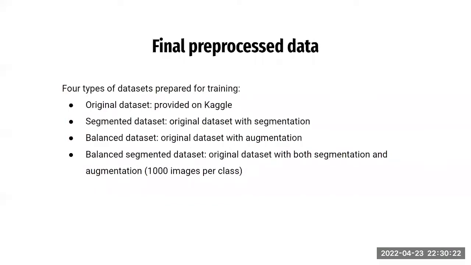To summarize, during this data pre-processing step, we created four types of data sets that we then used to evaluate our model performance. The four types are the original data set that was provided on Kaggle in the challenge, the segmented data set, which is basically the original data set with image segmentation implemented. Then we have the balanced data set, which is the original data set with augmentation. And then we have the balanced segmented data set, that is the original data set with both segmentation and augmentation. The final data set had around 12,000 images in total, with 1,000 images per class.